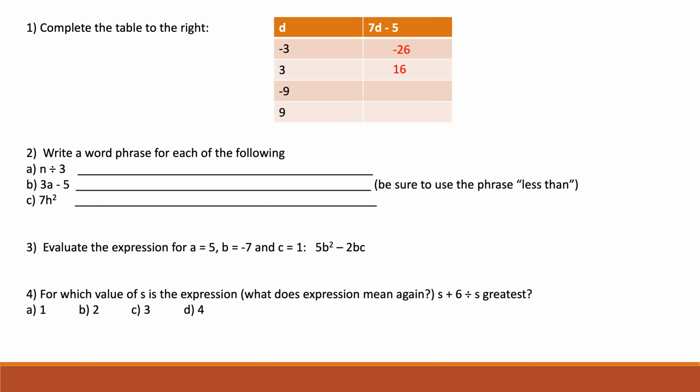Okay, next one. 7 times, put the -9 in parentheses, minus 5. 7 times -9 is -63, minus 5 more is -68. When we're dealing with positive numbers, parentheses are not critical. You could just type in 7 times 9 minus 5, and if you do that, you get 58.